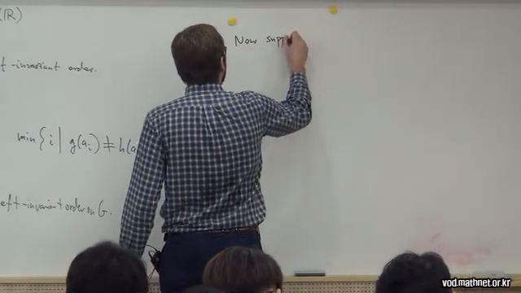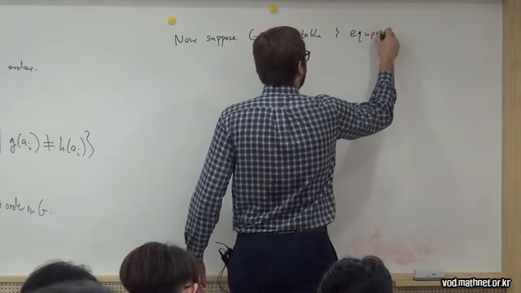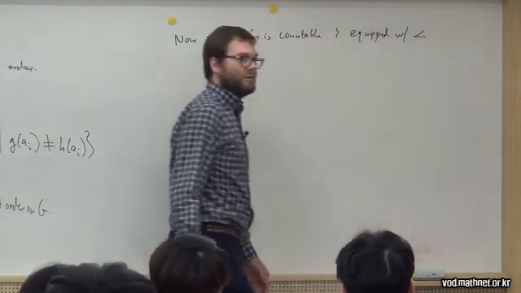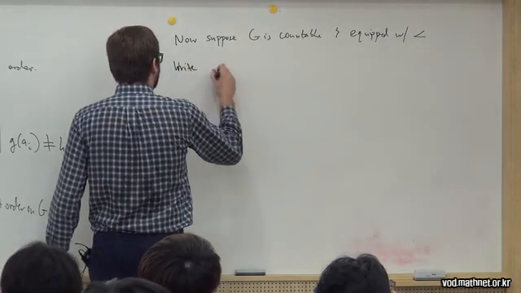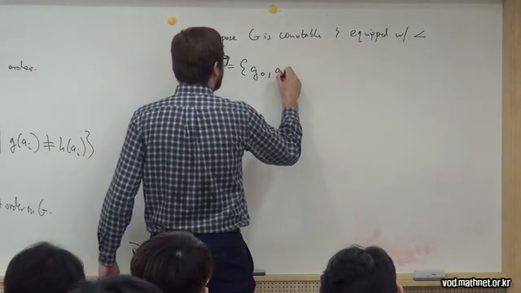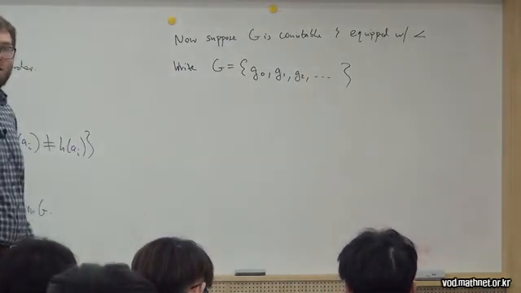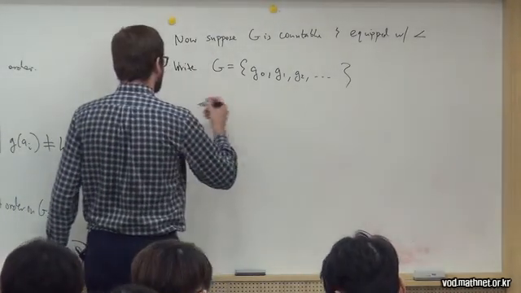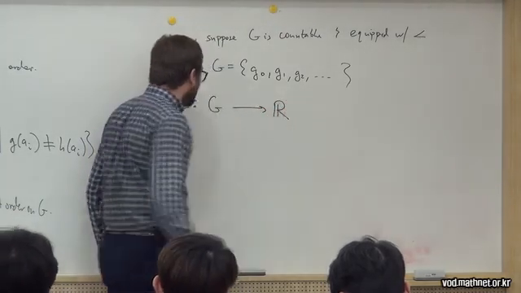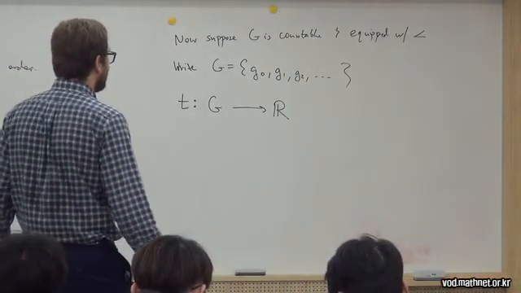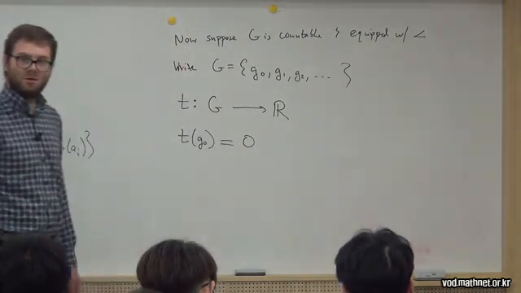So now suppose G is countable and equipped with this left invariant order less than. Then write G as G0, G1, G2, so it's some countable list of elements. Again, this list is completely arbitrary. And so I'm going to define a function T from G to the real line as follows. It's going to be defined inductively. So T of G0 is just going to be 0.